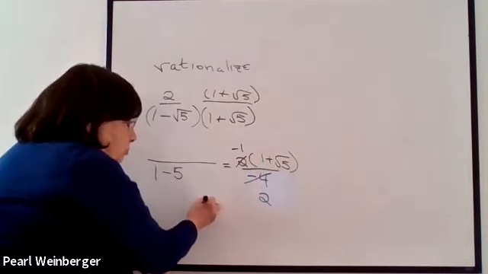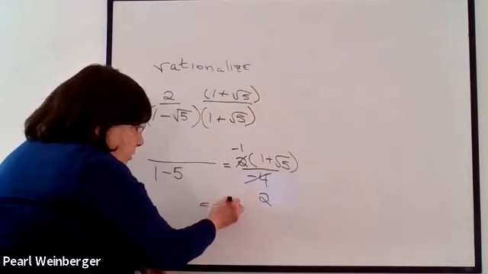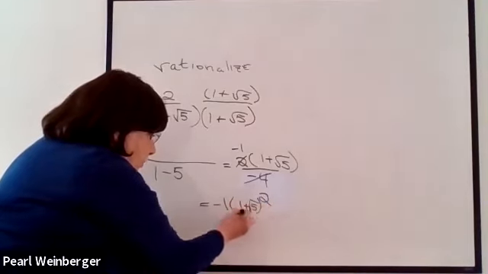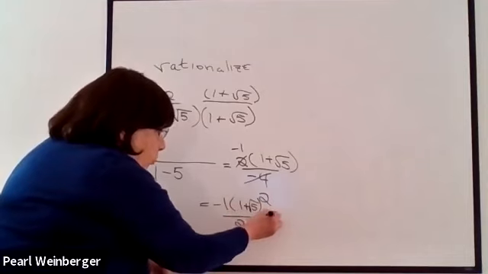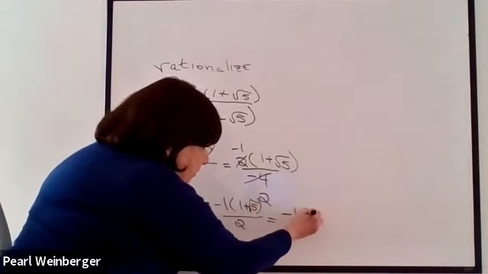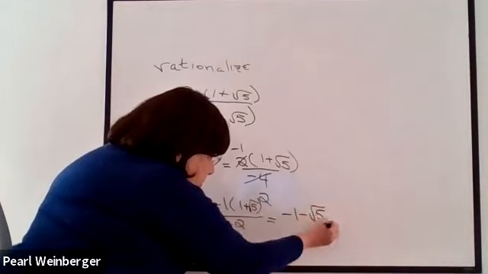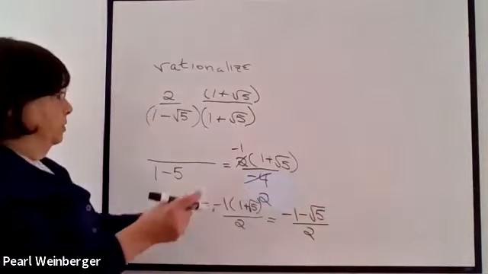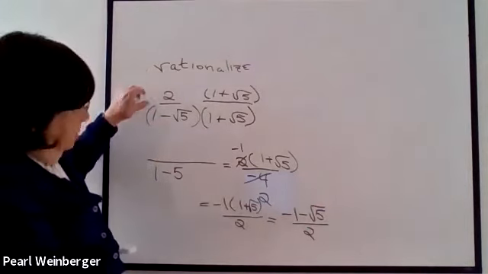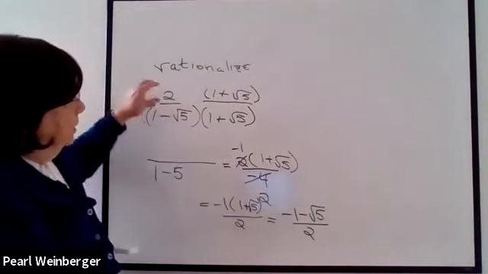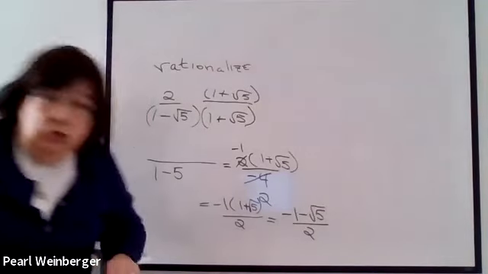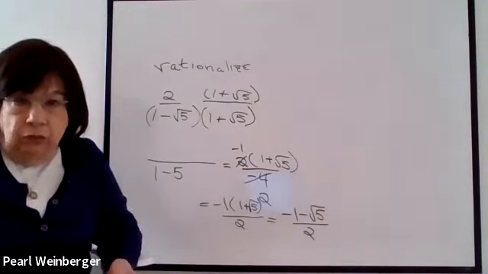And my final answer then will be negative 1 times 1 plus radical 5 all over 2. Or if you wanted to, you could now distribute this negative 1 and get negative 1 minus radical 5 all over 2. But notice what I've done. I started out with something with a radical in the denominator, and my numerator now looks much more complicated, but I have rationalized the denominator. I made sure that my denominator doesn't have any square roots in it.